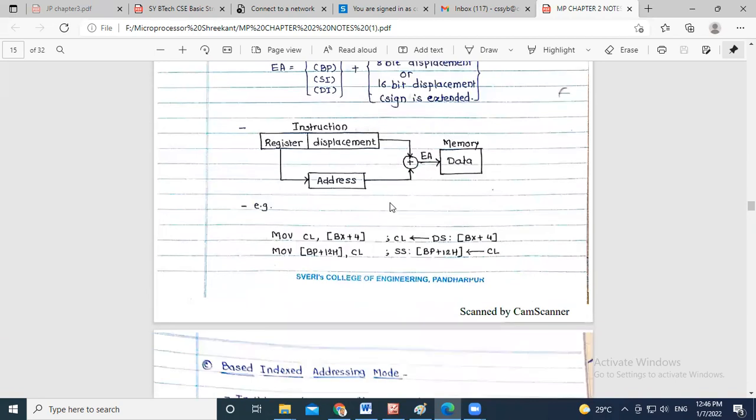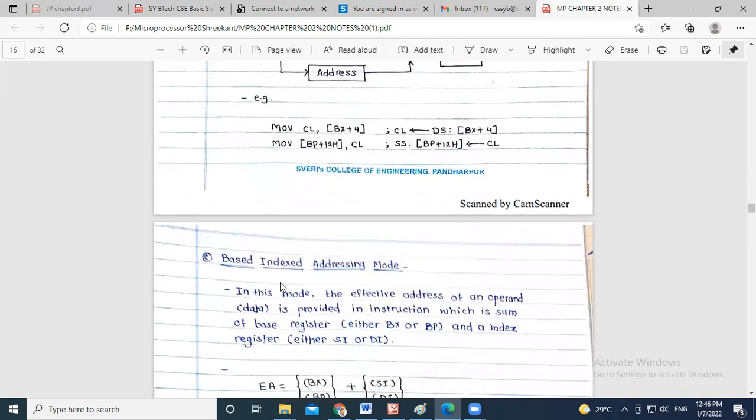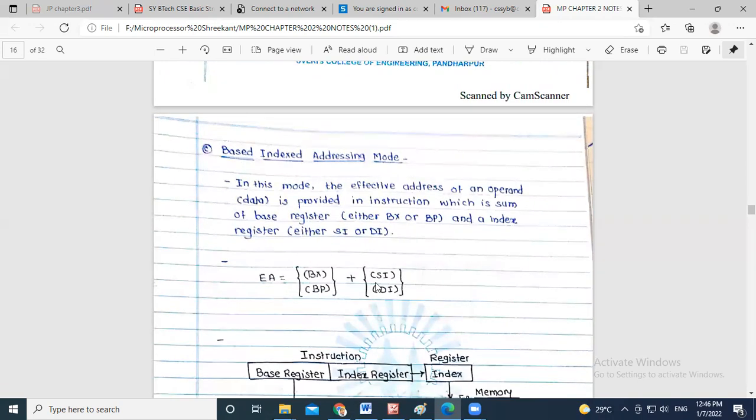Okay, so the next one, that is based index addressing mode. The third category of indirect addressing mode, that is based index addressing mode. Here we use either displacement or base pointer. BX is the displacement or BP is the base pointer, along with the effective address, with source index and destination index. So these four we use as registers like the previous, but we have to use them separately: BX and BP, displacement and base pointer, plus source index and destination index.